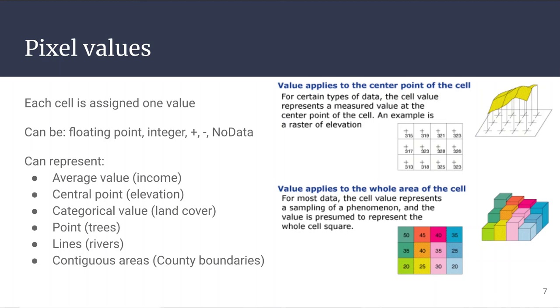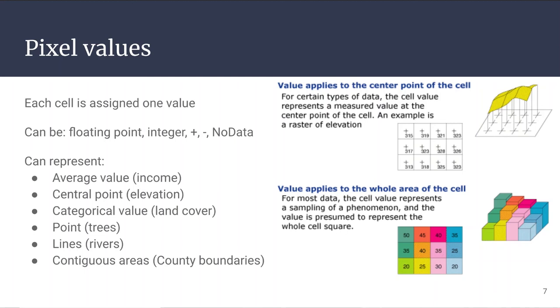So the cells can be used to represent something like the average within that area. So we might have a big cell that has average income within that entire area. It might represent the central point, like with elevation. So for a given cell size, we're saying that point in the middle of it, right in the center of that cell, the number for that entire cell represents the elevation at that point.